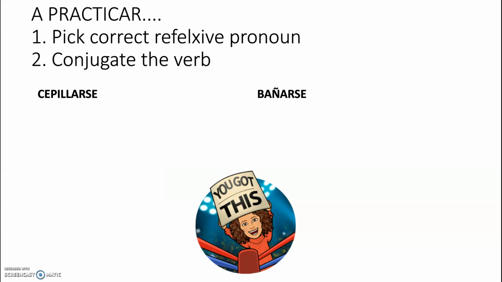Okay, so using what we just reviewed, I want you to write all 6 conjugations of cepillarse and bañarse. Remember, for each conjugation, you need to pick the reflexive pronoun, and then you conjugate the verb. So if I want to say, I do something, I need to pick me as my reflexive pronoun, and then my verb conjugation ends in O.